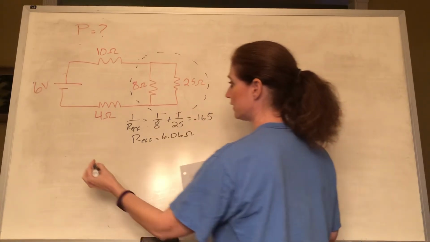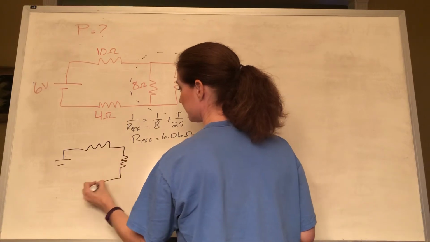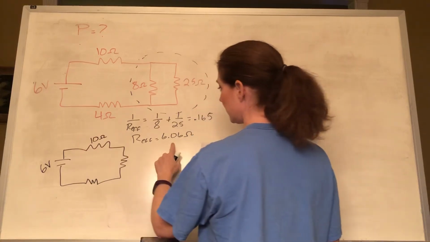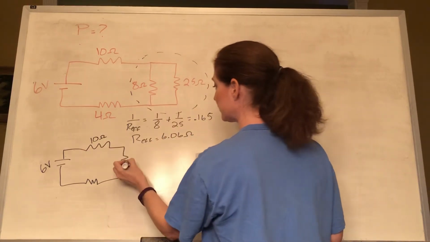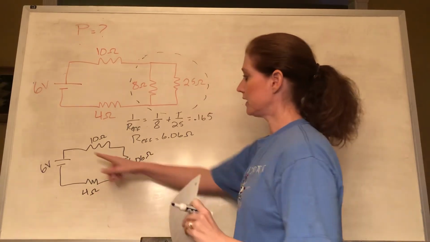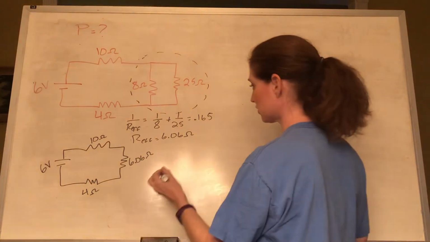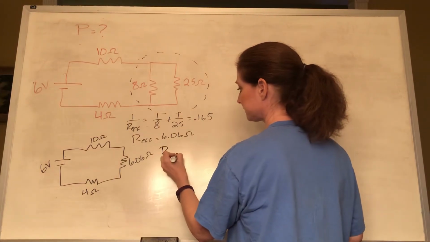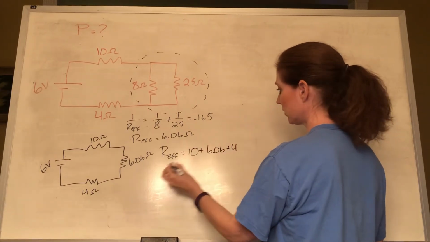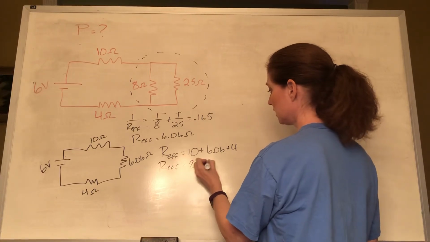And that is for this parallel system right here. So in essence, I could redraw this circuit. So the 6 volts, I've got my 10 ohms. I have my R effective representing here 6.06, and then the 4. And now everything is just in series, and I can just add up those resistors. 10 plus 6.06 plus 4. And so I've got 20.06 ohms.